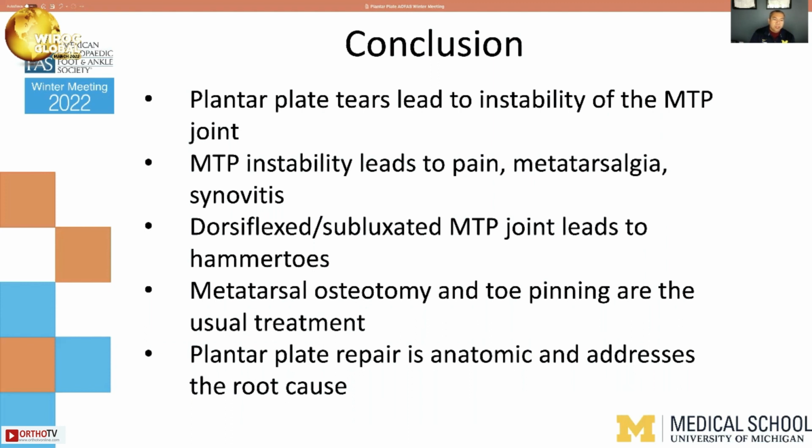So in conclusion, plantar plate tears lead to instability of the MTP joint, and the MTP instability will lead to pain, metatarsalgia, synovitis, and eventually the dorsiflexed and subluxated MTP joint will lead to hammer toes. Metatarsal osteotomies and toe pinnings are probably the usual treatment. However, a plantar plate repair is anatomic and addresses the root cause.